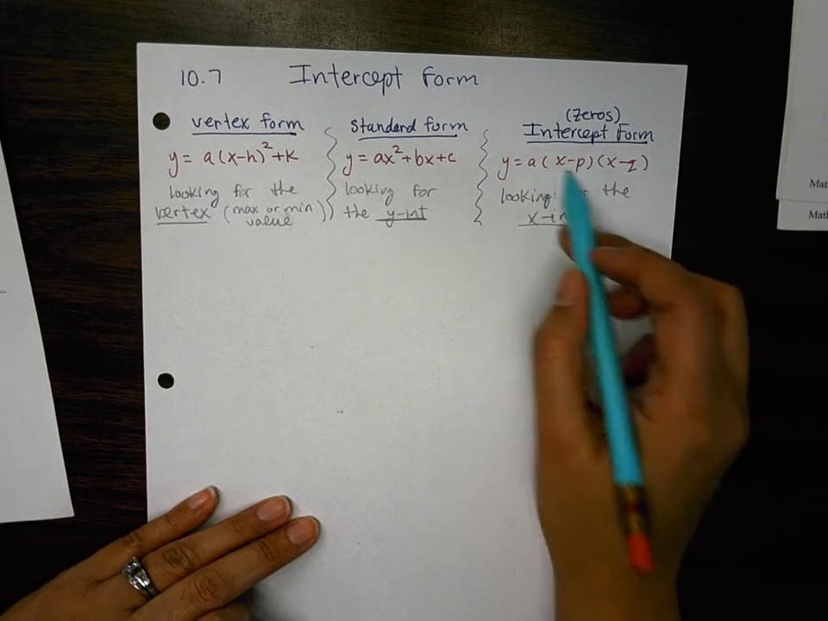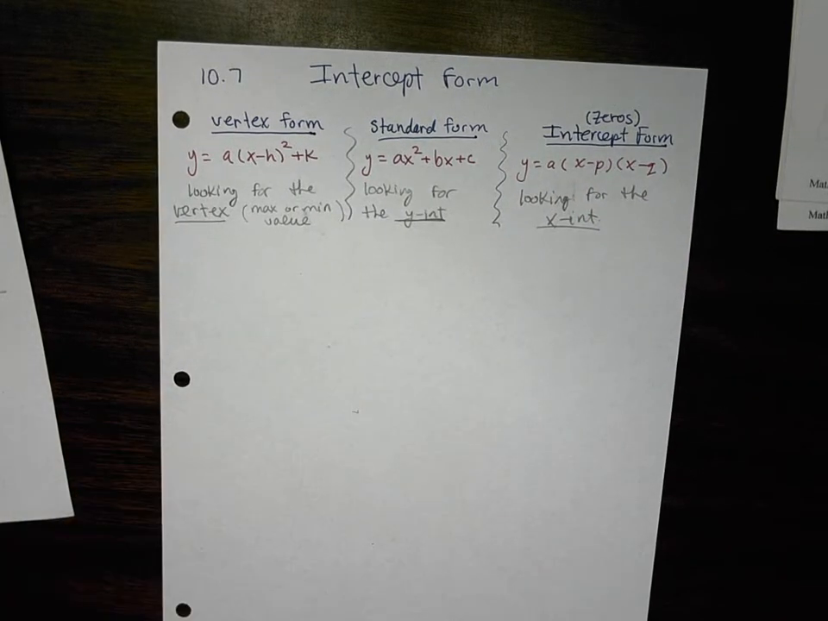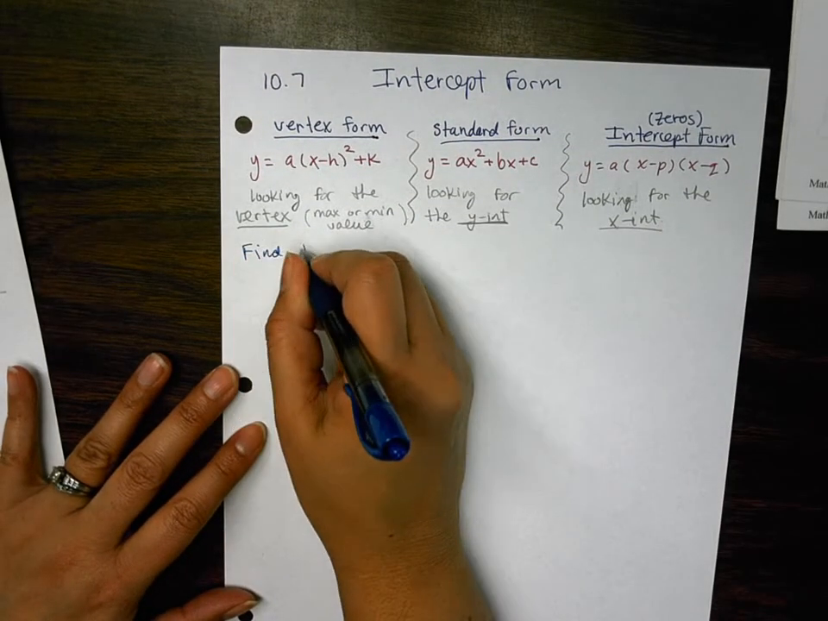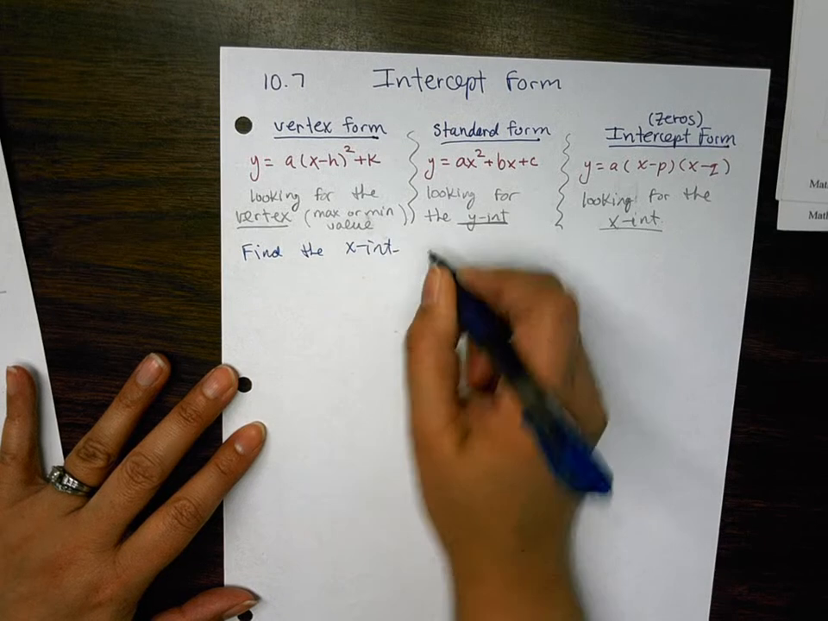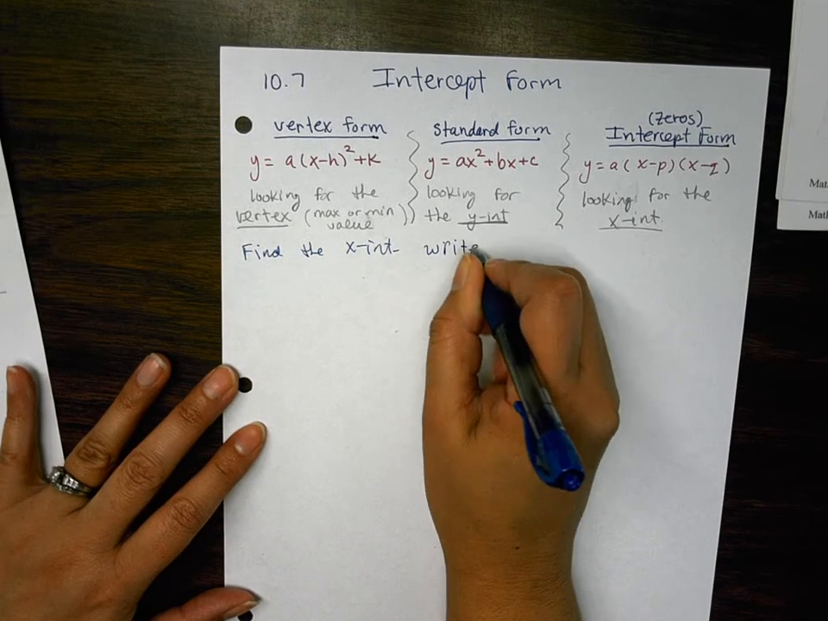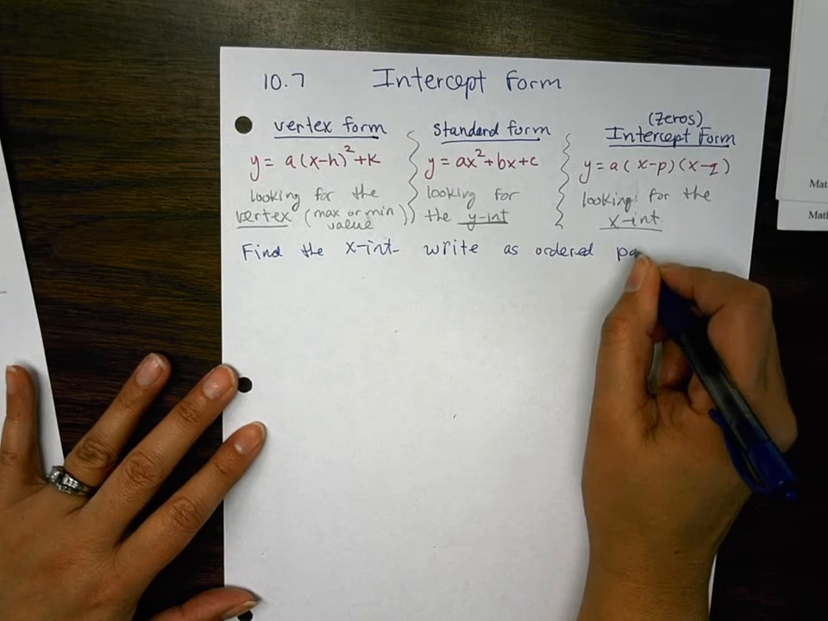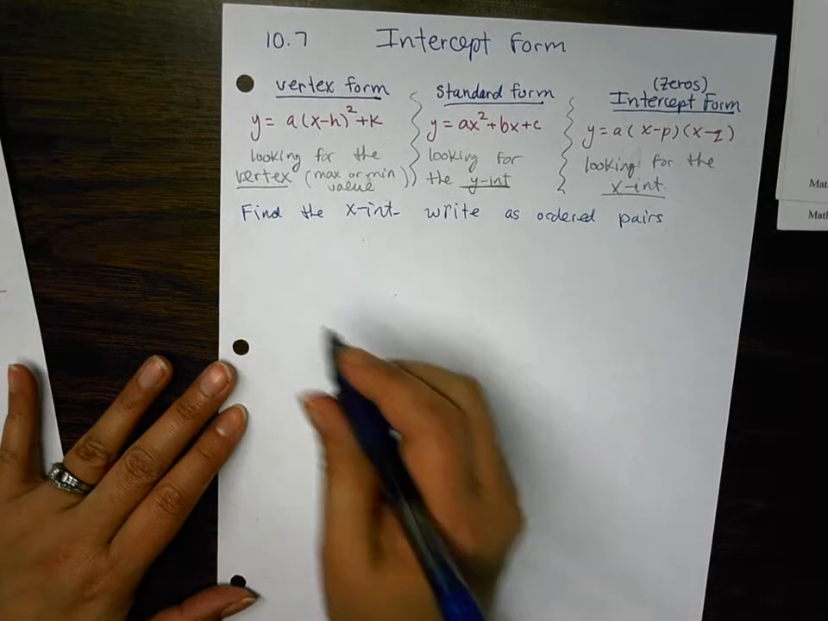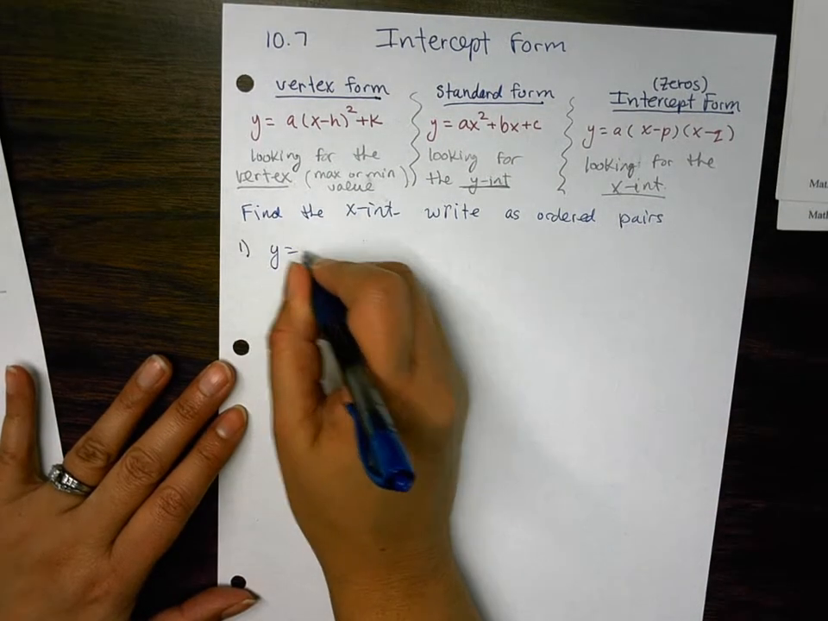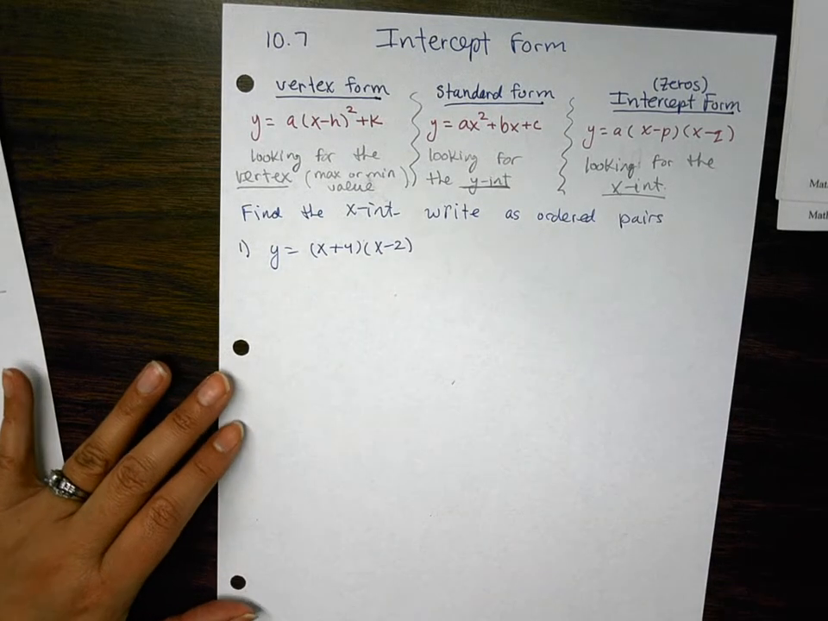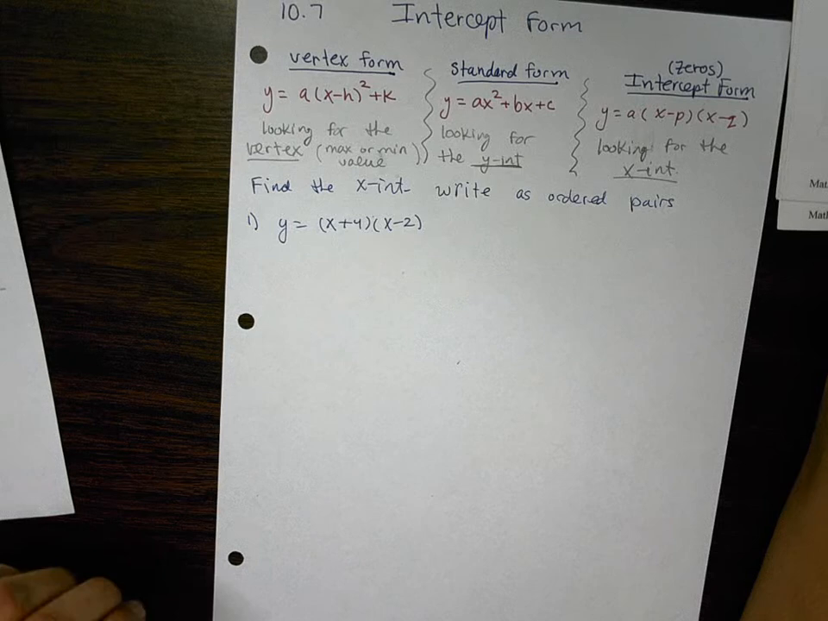And this one here, the one we're going to work with today, we're going to be working with these types of functions and looking for their x-intercepts. Okay, are we good and ready? Find the x-intercepts. Write as ordered pairs. Okay, number one, y equals (x plus 4)(x minus 2).